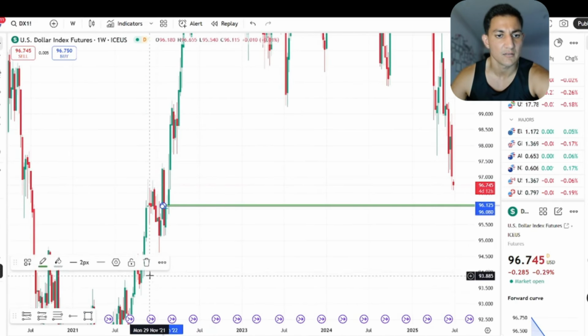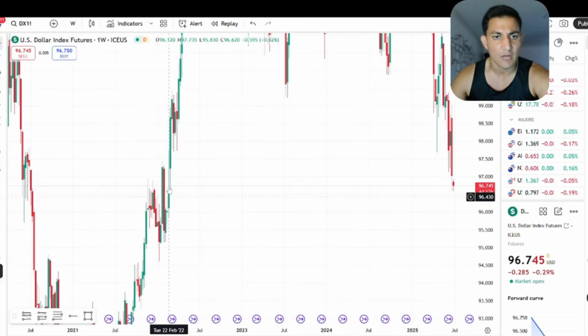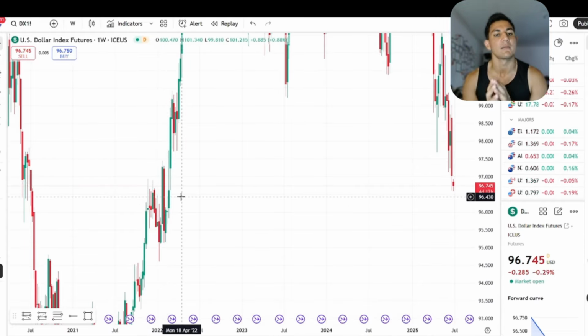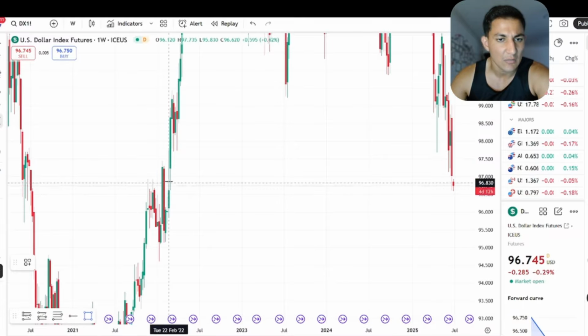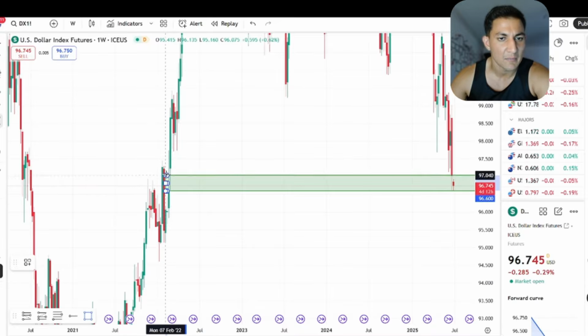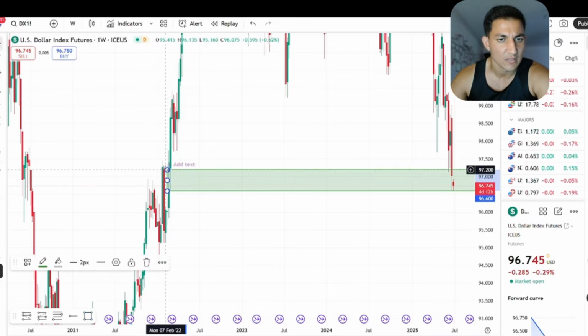So you can see my analysis here. Just remove this. This right here is a volume imbalance. This is like a super fair value gap, a really strong fair value gap. See how these wicks are covering each other, but there's no bodies. This gap here is a volume imbalance.